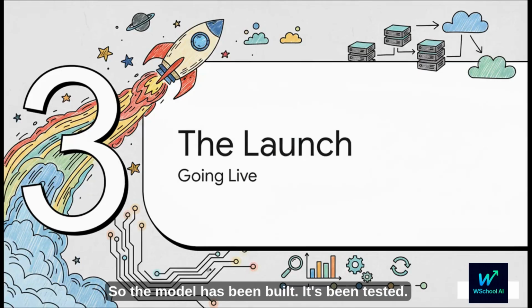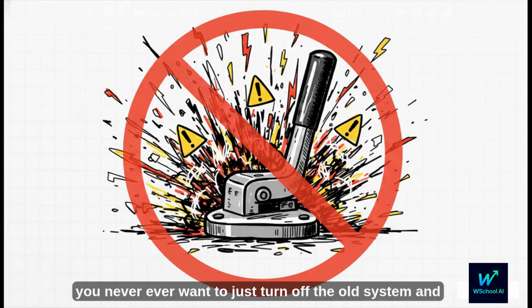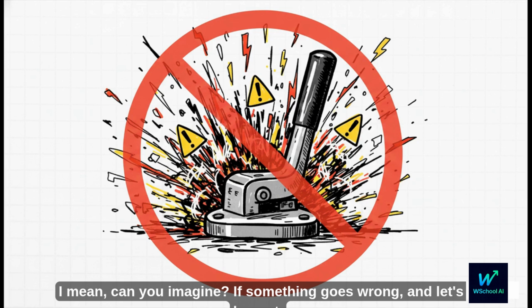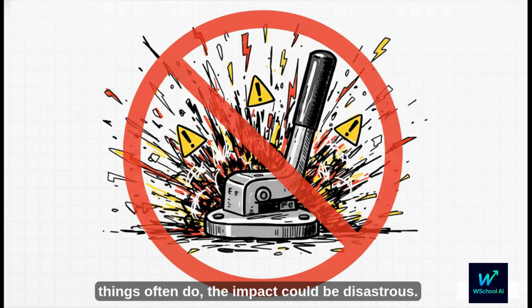So, the model has been built, it's been tested, it's looking good. It is time for phase 3, the launch. This is the moment of truth, where we release our creation out to real users. But, and this is a big but, deploying a new AI is not as simple as just flipping a switch. You never ever want to just turn off the old system and turn on the new one for everybody all at once. I mean, can you imagine? If something goes wrong, and let's be honest, things often do, the impact could be disastrous.